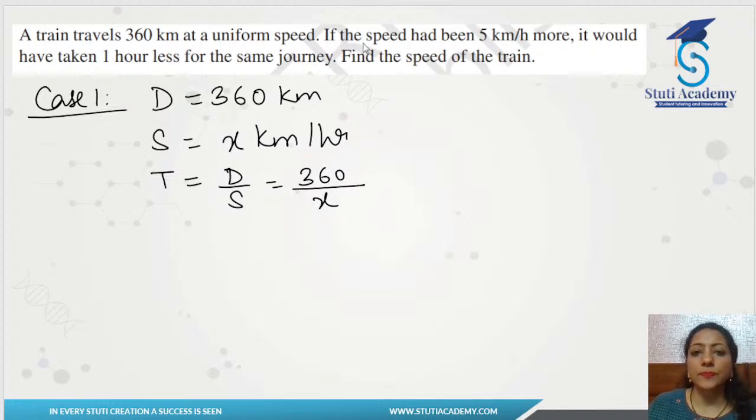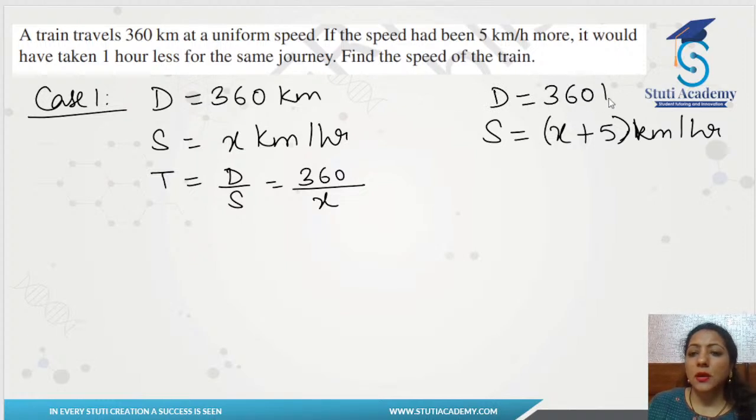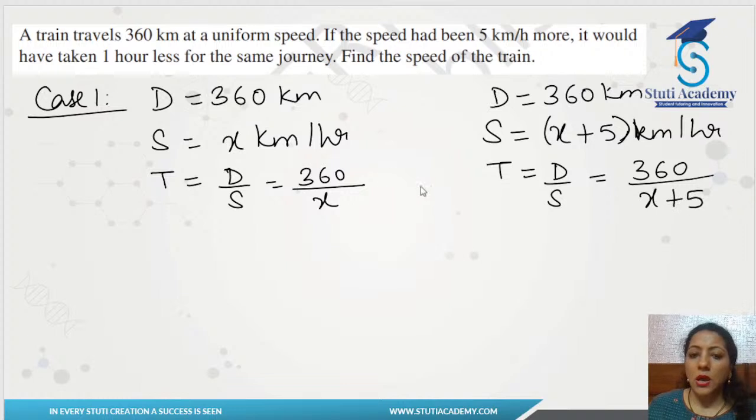Now coming to the second case, if the speed had been 5 km per hour more, so here we have a difference in the speed. And the distance remains the same in the second case, 360 km. It would have taken 1 hour less for the same journey. Now in this case, the time is given by distance upon speed, that is 360 upon x plus 5. Here the speed is more, so the time taken would be less. And the difference in the time is already given to us in the question, that's 1 hour.